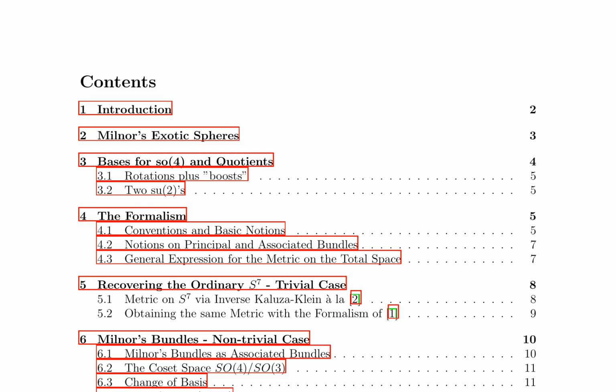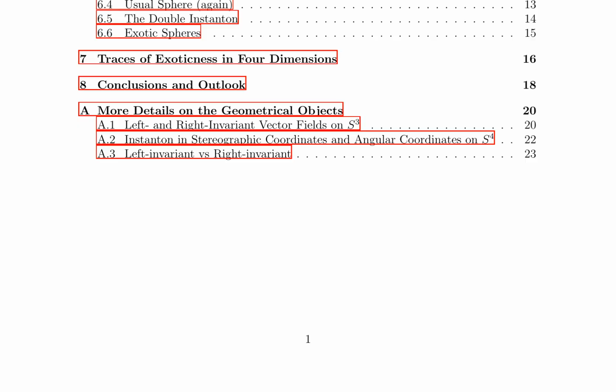The paper's formalism is based on conventions and basic notions, including principal and associated bundles, and the general expression for the metric on the total space. The authors also provide a detailed analysis of Milnor's bundles, including their representation as associated bundles, the coset space SO4/SO3, and the change of basis.